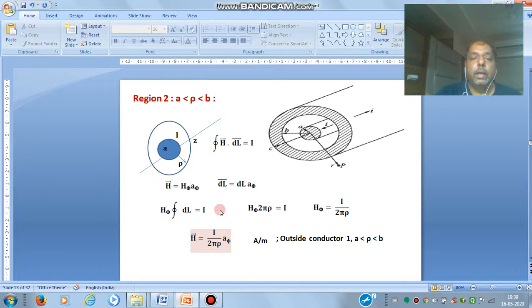So here again A phi dot A phi is 1. So H phi times the closed path integration of dl is equal to I. Here again the closed path total integration is equal to 2 pi rho. So H phi is I divided by 2 pi rho, and H vector is I divided by 2 pi rho A phi. This will be the value between two conductors, or you can say outside conductor 1, that is in between A and B.